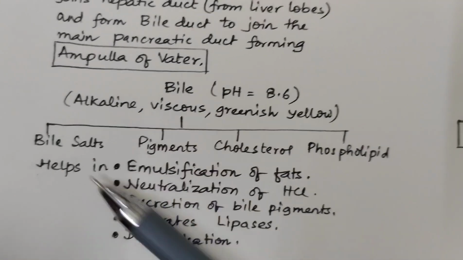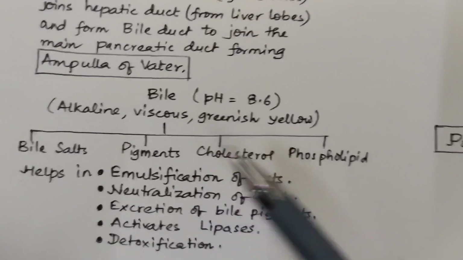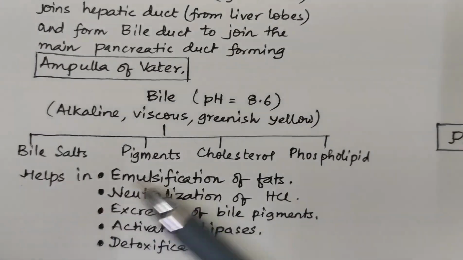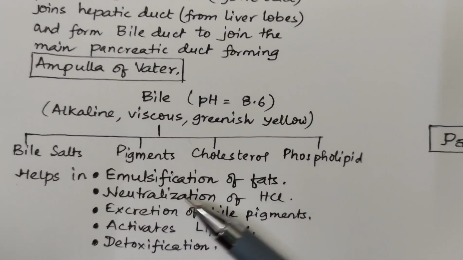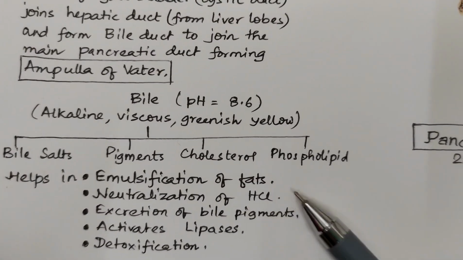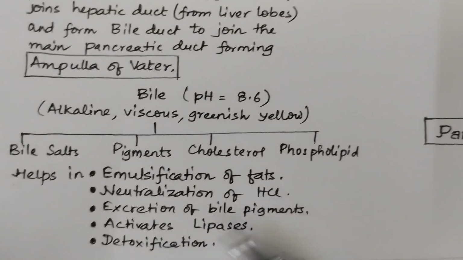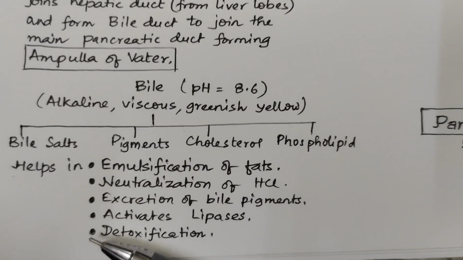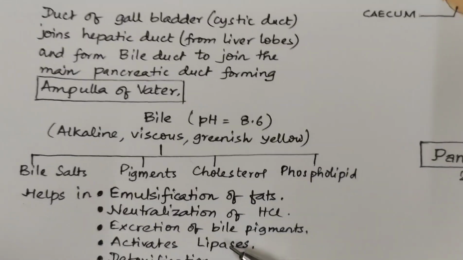Now, the bile contains bile salts, bile pigments, cholesterol and phospholipid. The functions of the bile are emulsification of fats, neutralization of HCl secreted from the stomach. The excretion of bile pigments is the third function. It activates lipases is the fourth function, and then detoxification is one of the major functions of the liver.